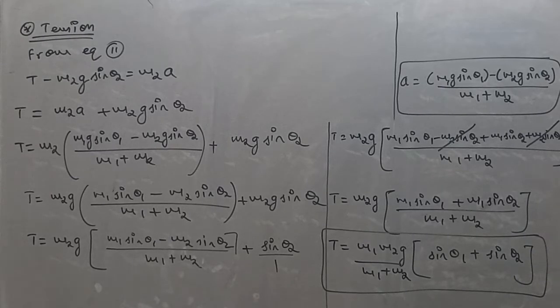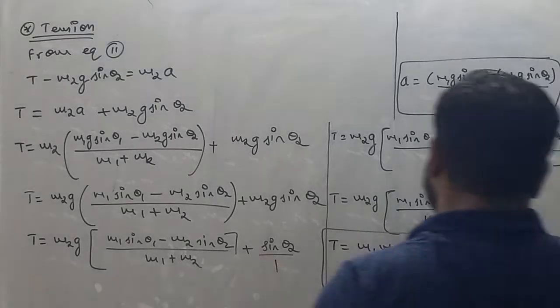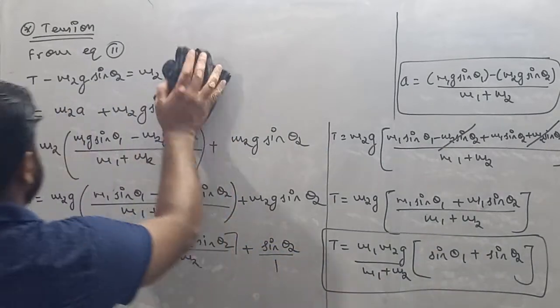So the value of acceleration is (m1g sine theta 1 minus m2g sine theta 2) upon m1 plus m2. This is the value of acceleration, and the value of tension is T is equal to m1 into m2g upon m1 plus m2 into (sine theta 1 plus sine theta 2).